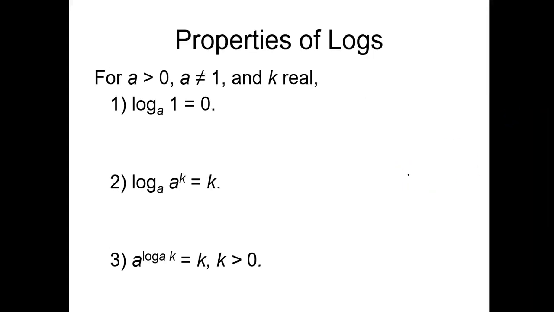Next, a little bit about properties of logs. Remember, logarithms are really exponents. So a lot of these properties come from thinking about exponential rules. Like you got log base a of 1 equals 0. We're assuming a is positive, a is not 1, and any k's are real numbers. Well, if you write this in exponential form, a to the 0 equals 1, we know that. That's an exponent rule. Makes sense.